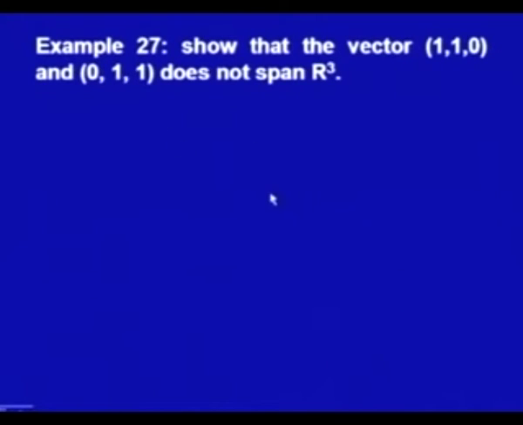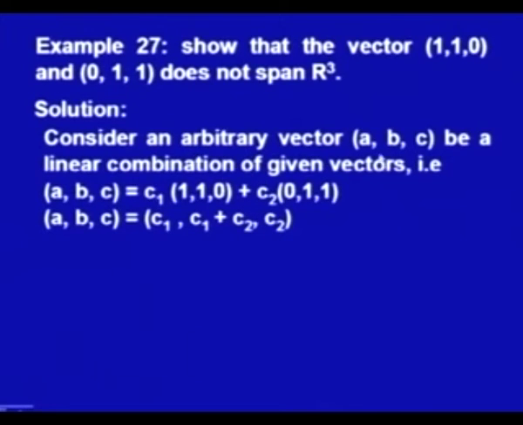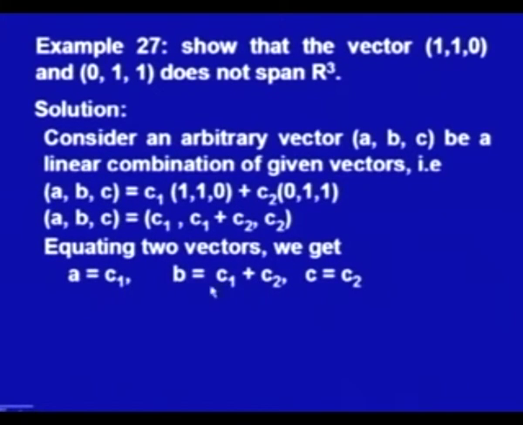However, in this example we have to show that the vectors (1, 1, 0) and (0, 1, 1) do not span the vector space R3. So, let us see the solution. We consider an arbitrary vector (a, b, c) and consider it to be a linear combination of the given vectors. So we write (a, b, c) equal to c1 times (1, 1, 0) plus c2 times (0, 1, 1). Simplifying, it is (c1, c1 plus c2, c2), and this means a is equal to c1, b is equal to c1 plus c2 and c is equal to c2. Simplifying this we get b is equal to a plus c.